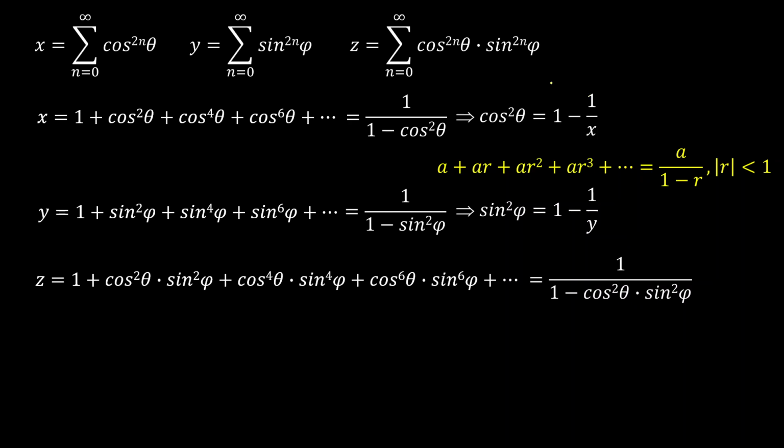Now we have the expression for cos square theta in terms of x and sine square phi in terms of y. So we will substitute cos square theta and sine square phi in terms of x and y in this expression. So this will give the expression for z: 1 over 1 minus (1 minus 1 by x) into (1 minus 1 by y). Now we will simplify this relation.